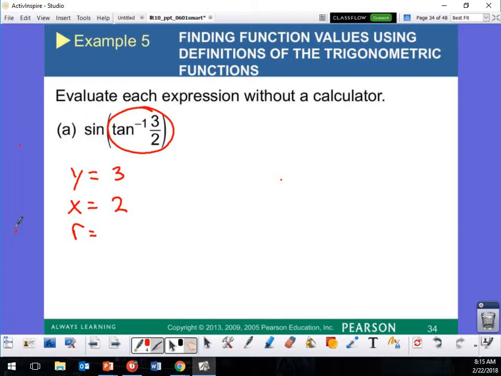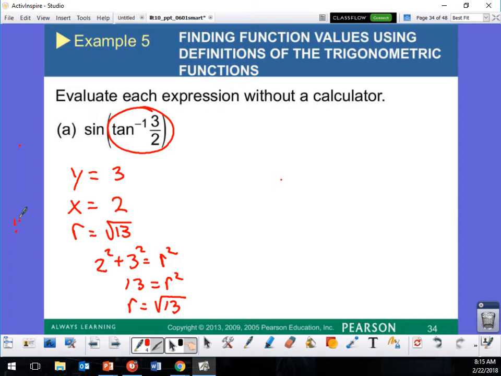So I'm going to use the Pythagorean theorem to find my r. I should have 2 squared plus 3 squared equals r squared. So 4 plus 9 is 13, so r is equal to the square root of 13. This one cannot be plus or minus, because r is always my radius, and that's always going to be a positive number.